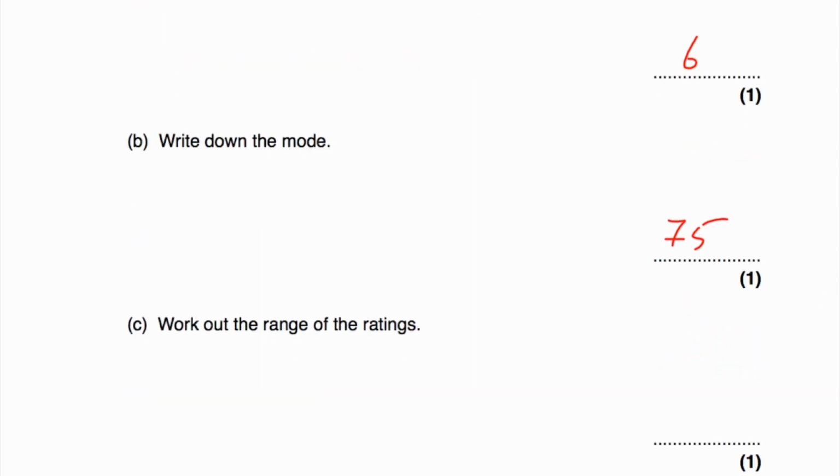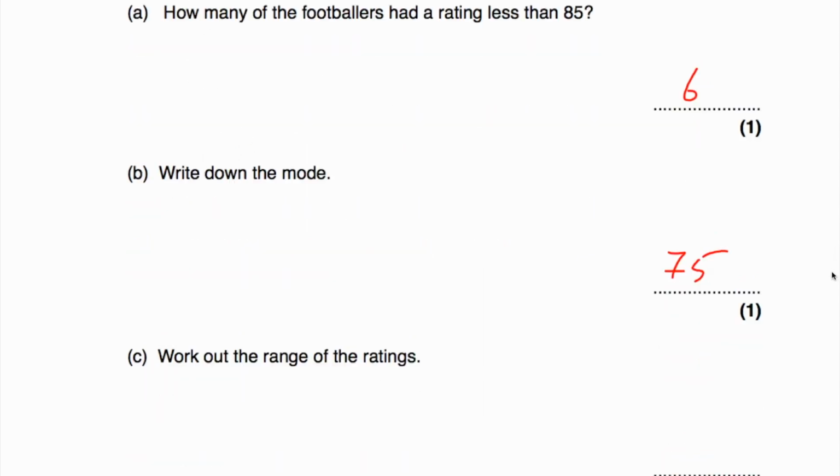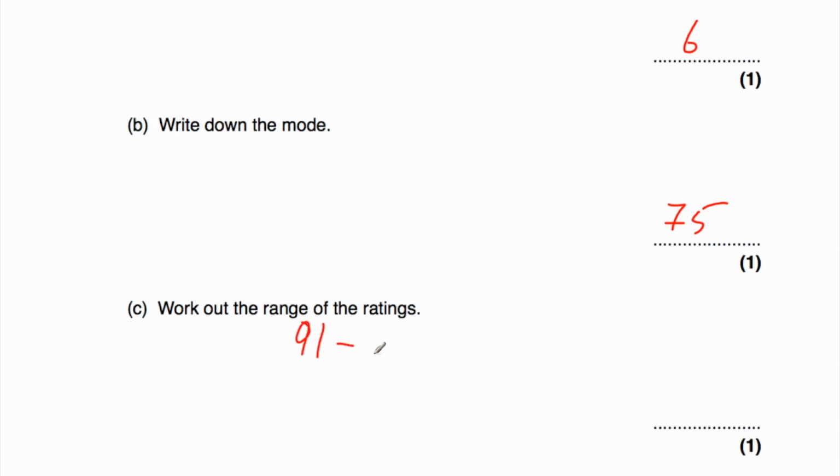Okay, question C says work out the range of the ratings. So the range is the largest number, take away the smallest number. So if we have a look at our stem-leaf diagram, the largest rating or the highest rating is 91 and the lowest one is 68. So if we do 91, take away 68, that will give us our range. So 91 take away 68 will be equal to 23. So the range of the ratings would be 23.